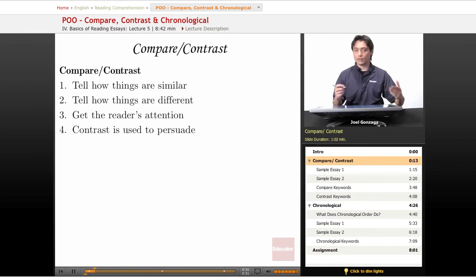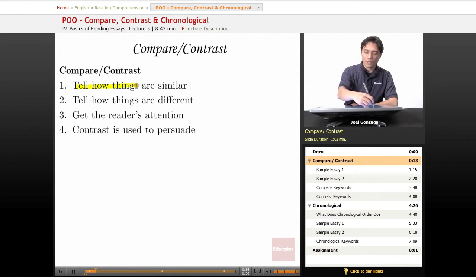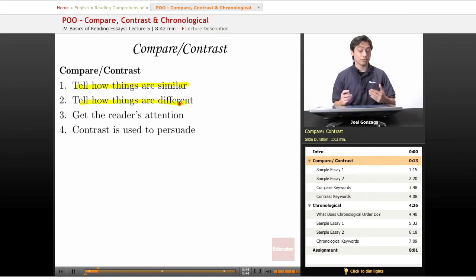So compare and contrast are, well, pretty simple. If I'm comparing things, I'm telling you how they're similar. If I am contrasting things, I'm telling you how they are different. One thing that's great is that compare and contrast is sometimes used to just get the reader's attention.